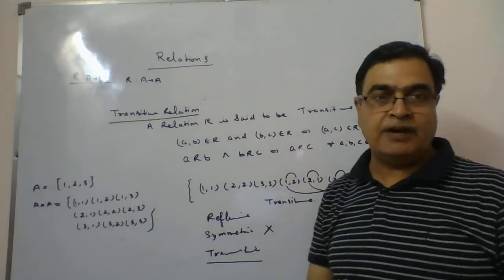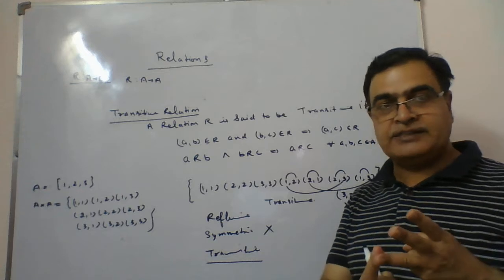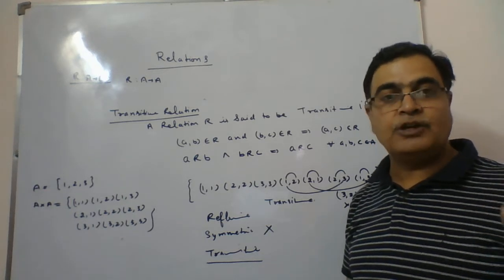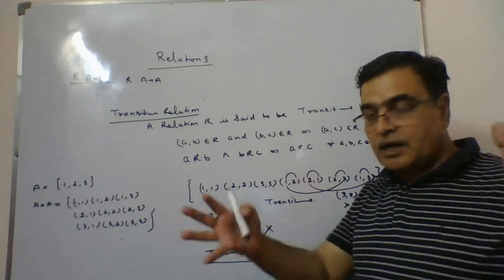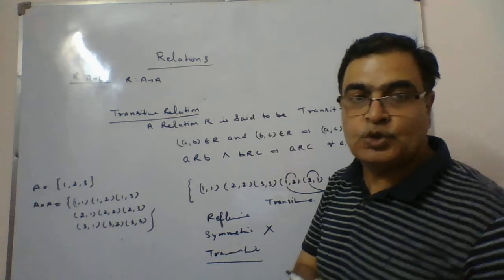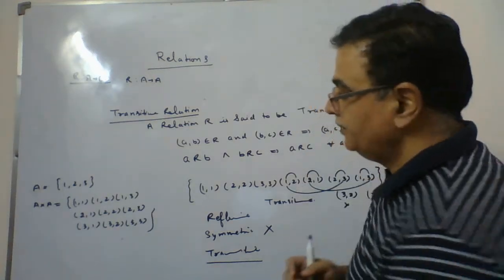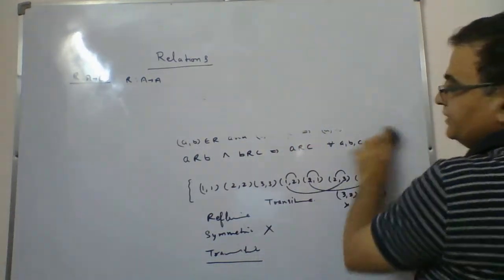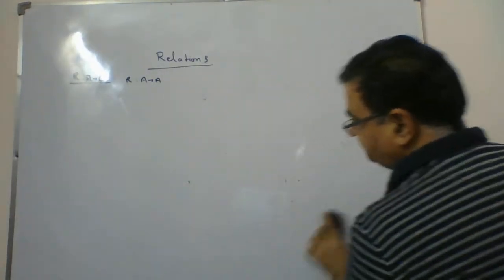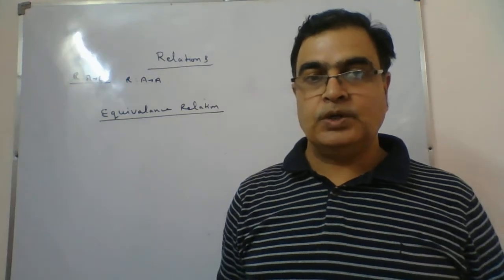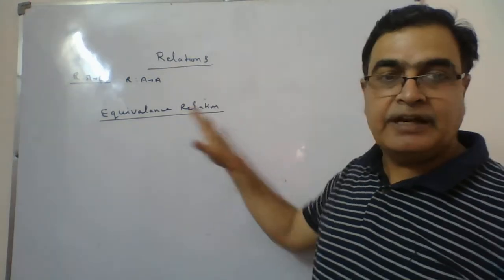So here we have three relations: reflexive, symmetric, and transitive. These are the three relations we are now combining and naming as another relation. So now we come to the next part, that is the equivalence relation. So the new relation is the equivalence relation.